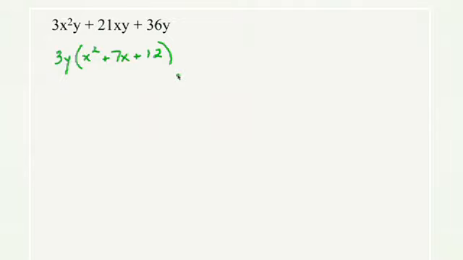And again, before we go any further, I would multiply each term through just to make sure that what you have there multiplies to what you started with. The 3y times x squared is 3x squared y. The 3y times 7x is positive 21xy. And finally, the 3y times positive 12 is 36y. Looks good. Looks like everything that you factored out still multiplies through to what you started with.